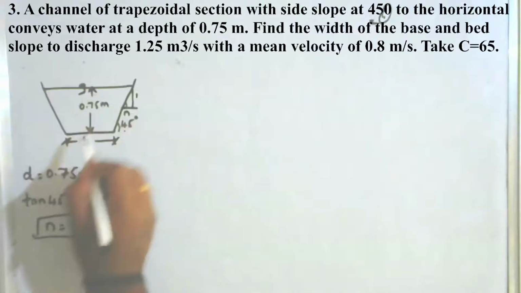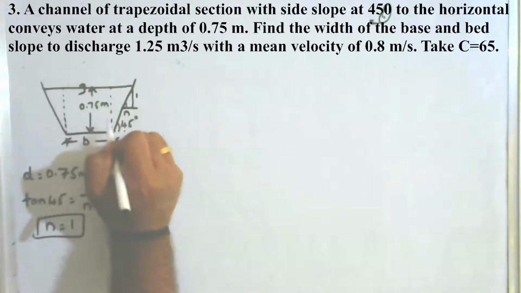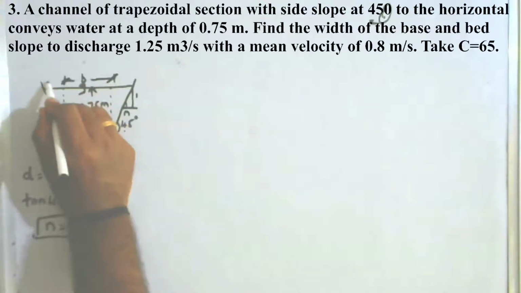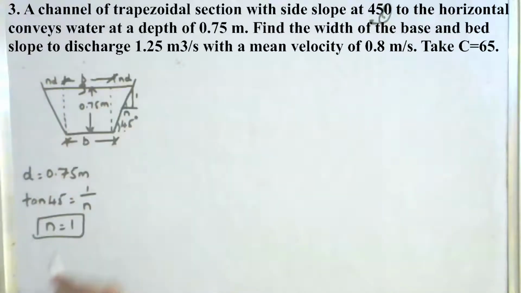Depth he has given, and the width you have to find here. Sorry, this will become B. This is nothing but nD. You can observe the trapezoidal section we discussed in the previous video. You know the value of n. So what else has he given?